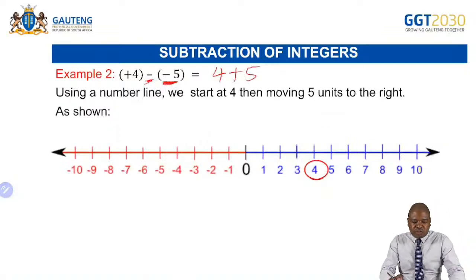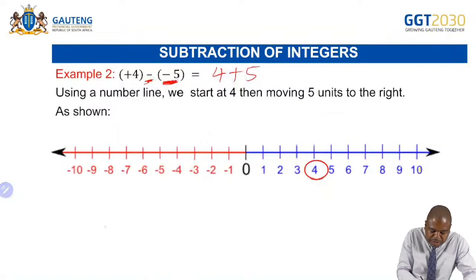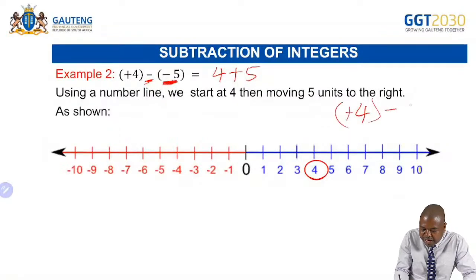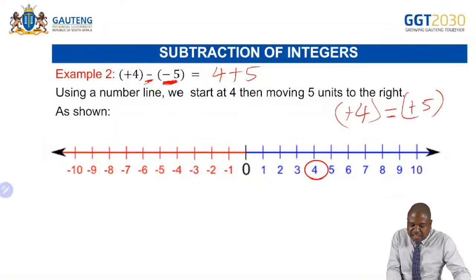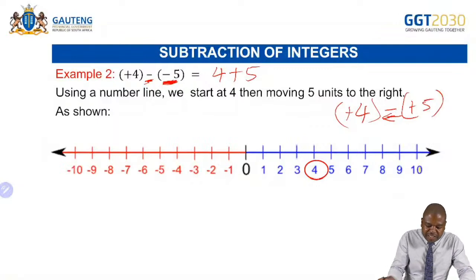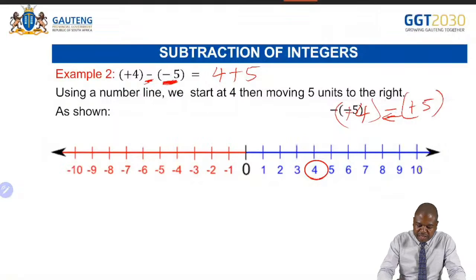So instead of moving 5 units to the left because of this negative sign, the negative sign reverses the sign which we have there. Remember in our previous example, we had +4 minus +5. Instead of going to the right, this negative sign reversed the operation, so we had to move to the left. In this case, we are supposed to move to the left because of this -5, but this negative sign reverses that. And then we have to move 5 units to the right.